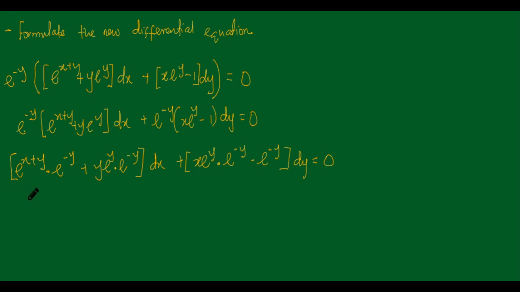So we can simplify this using our laws of indices. So this becomes e raised to the power of x plus y dx plus x minus e raised to the power minus y dy is equal to 0. So this is the new differential equation that we've obtained by multiplying the original differential equation by the integrating factor.